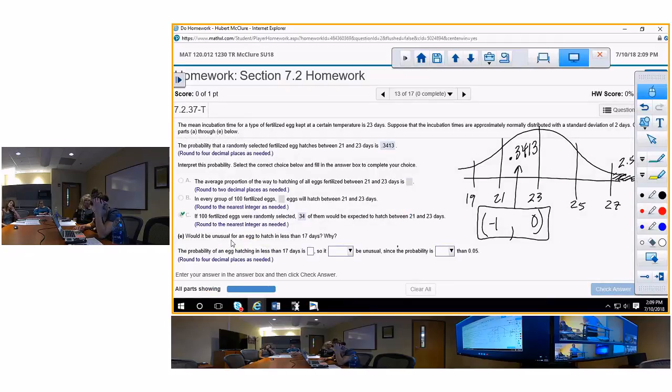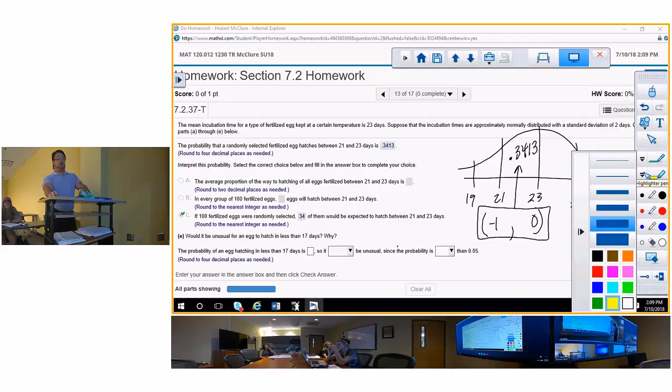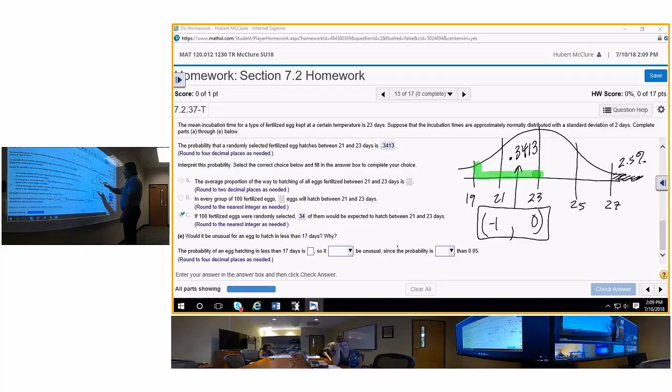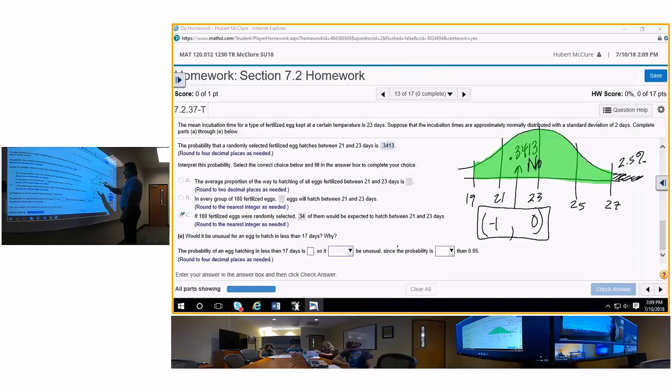Would it be unusual for an egg to hatch in less than 17 days? Okay? Now remember, anything unusual is going to be outside of the normal area. Outside the normal area, there's the normal area by empirical rule. Normal is going to fall between two what? Two standard deviations, Hubert. That's right. So this is normal. So anything outside of this is what? Unusual or not normal. Put N-O-R-M-A-L and then put a not over here.